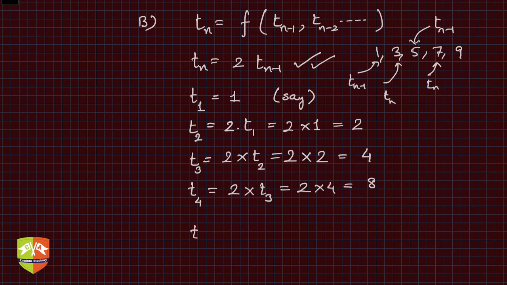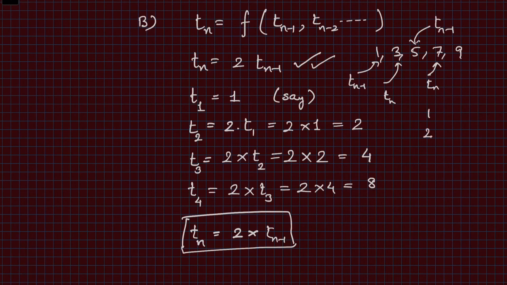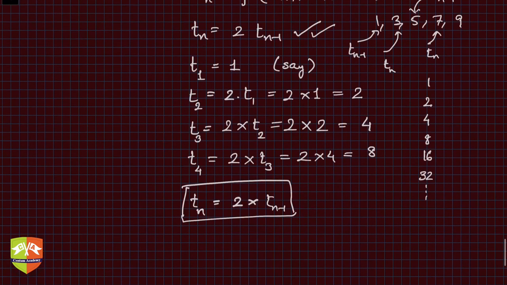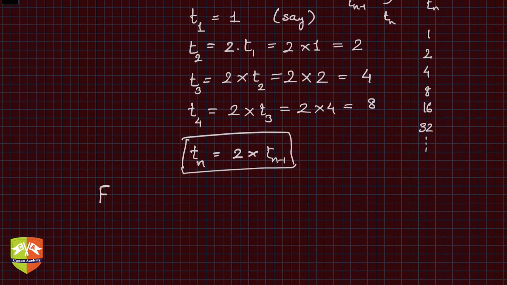So, any Tn for that matter will be simply 2 into Tn minus 1, correct? This is one way of expressing the terms of the sequence. So, in this sequence, you are getting 1, 2, 4, 8. Then next will be 16, next will be 32, and so on and so forth. Another very famous one in this type is the famous Fibonacci sequence.